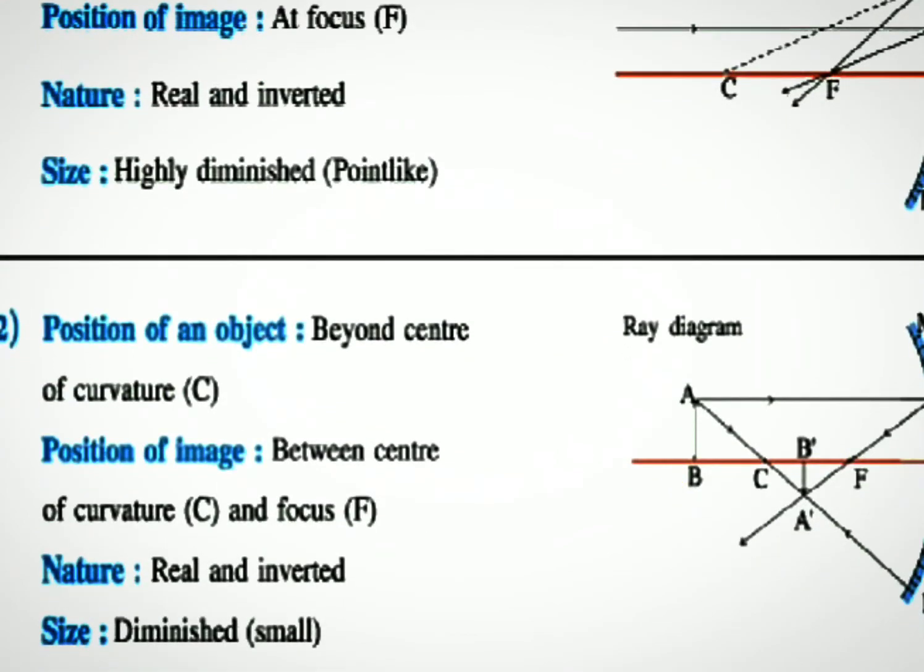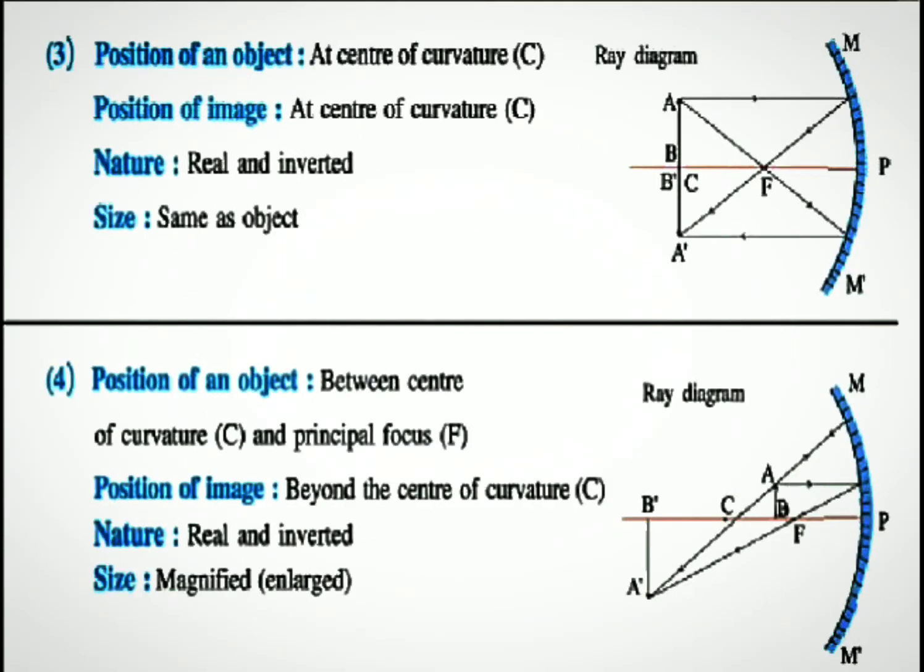Similarly, if the position of an object is beyond C, that is center of curvature, its image is formed between C and F. Size of the image is diminished, that is small, but the nature is again real and inverted. If an object is placed at center of curvature, its image will also be formed at center of curvature. Size of the image will be same as size of the object and the nature will be real and inverted.